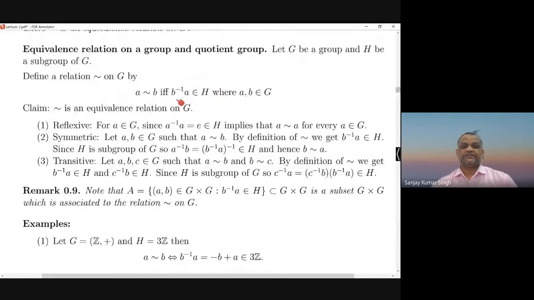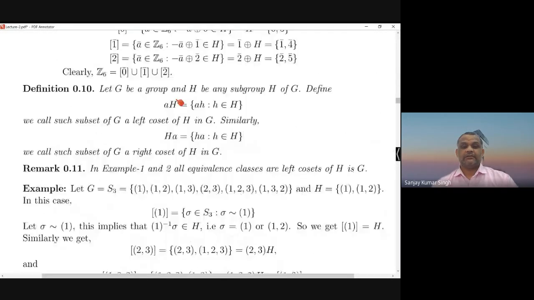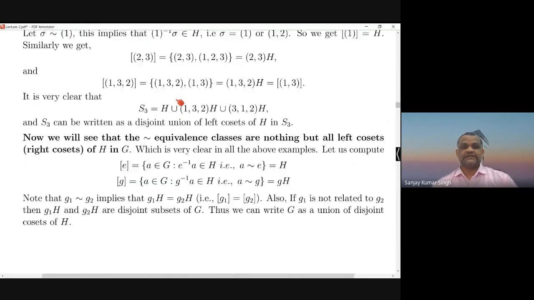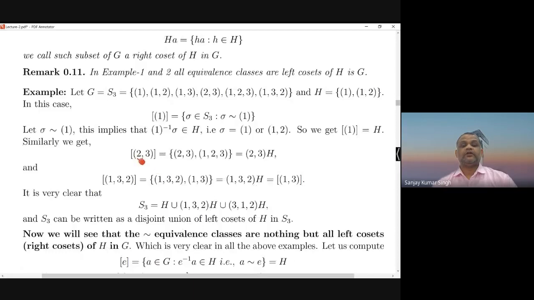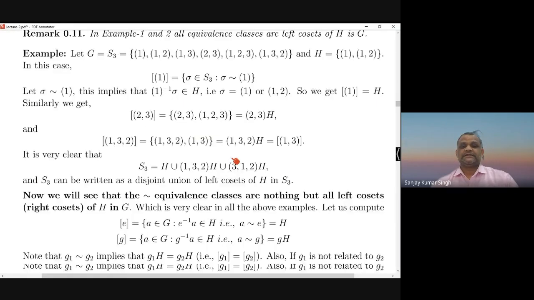So I have defined this relation. With respect to this relation, I am computing the equivalence classes here, and if I look carefully, these equivalence classes are exactly the same as the left cosets. What is the equivalence class of (2, 3)? This is the same as this. And if I compute the left coset of H with respect to this point (2, 3), then it is also the same. So you can ask the question: do these left cosets and the equivalence classes defined above have a relation? The answer is yes.